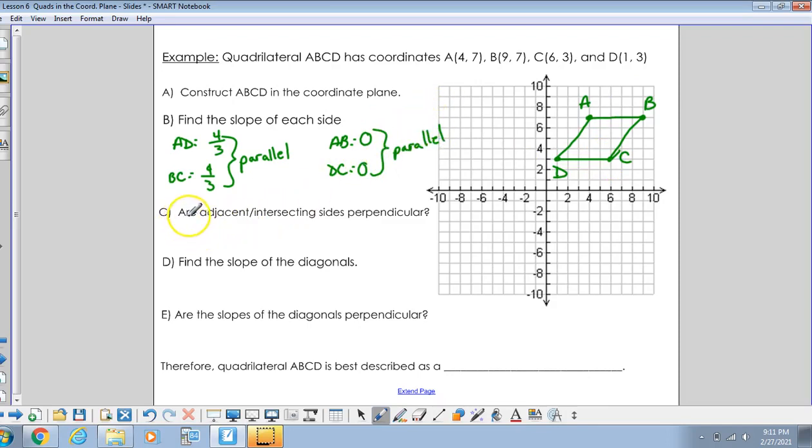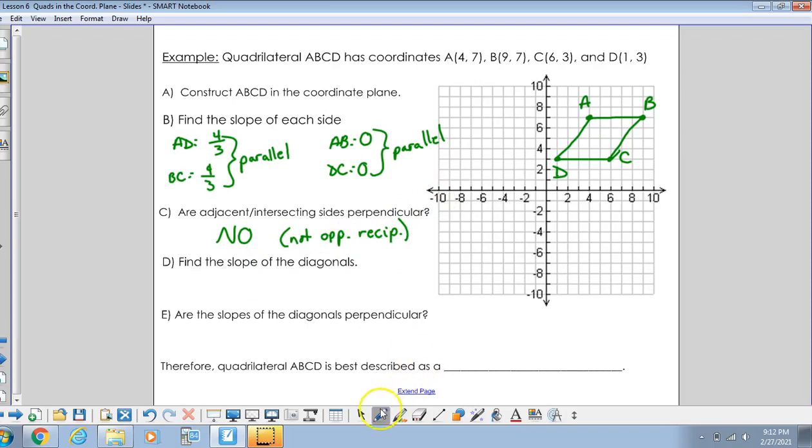Now let's check to see if the intersecting sides are perpendicular. Well, they sure don't look like it, but let's look at our slopes just to make sure. If they were perpendicular, they would be opposite reciprocals. 4 over 3 and 0 are not opposite reciprocals. So these are not perpendicular. Okay? They are not opposite reciprocals. I'm just going to abbreviate that.